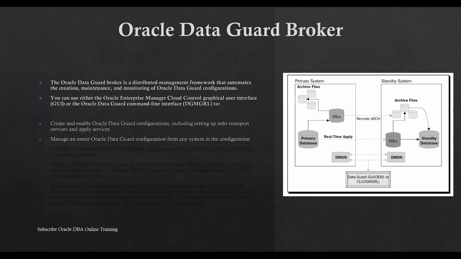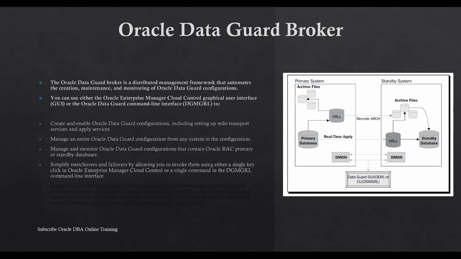Apart from that, you can manage the entire Oracle Data Guard configuration from any system in the configuration. Then manage and monitor the Oracle Data Guard configuration that contains the RAC primary or standby database. So that means you can use it for the RAC database as well. The next part is simplifying the switchover and failover by allowing you to invoke them using a single command. So basically, you can perform these operations with a single click if you are using DGMGRL.